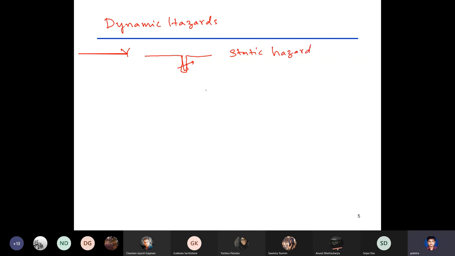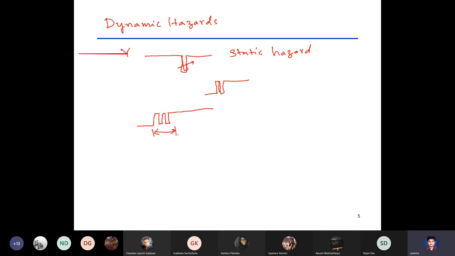So you can think of it like this. Suppose from 0 it's going to 1, then there is a momentary glitch. What happens in a dynamic hazard is that there may be multiple such pulses before it stabilizes. So there can be multiple such glitches. All right, so that is a dynamic hazard.